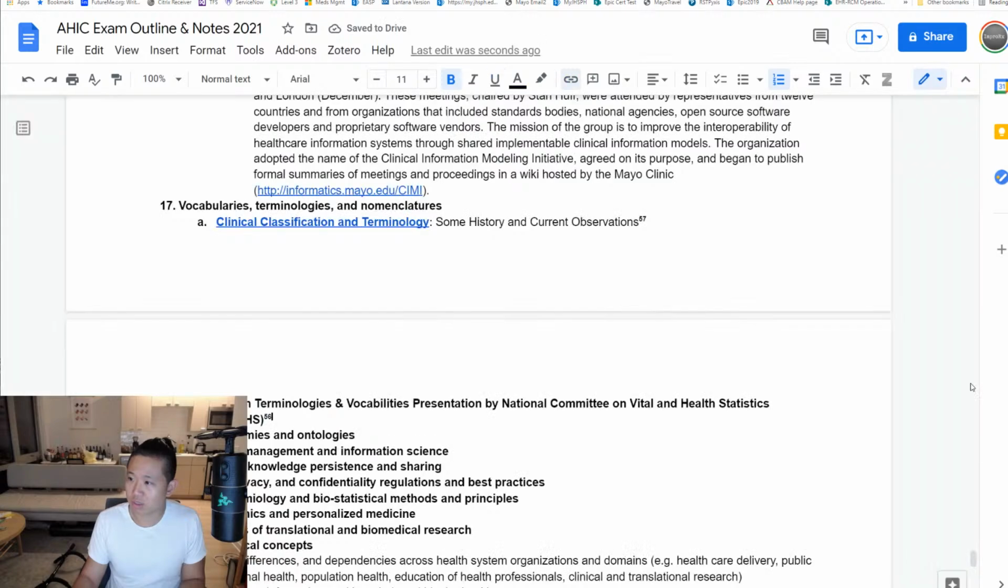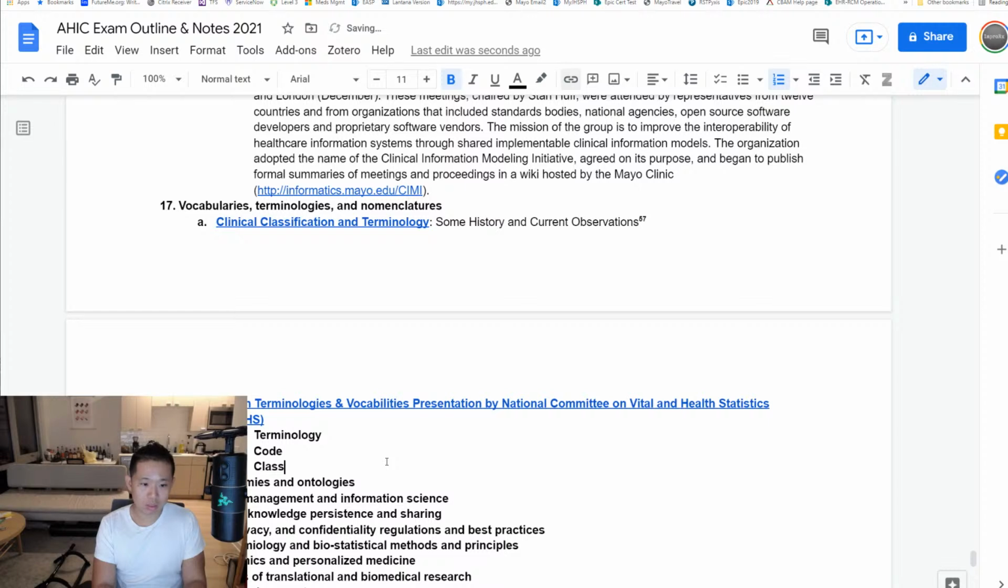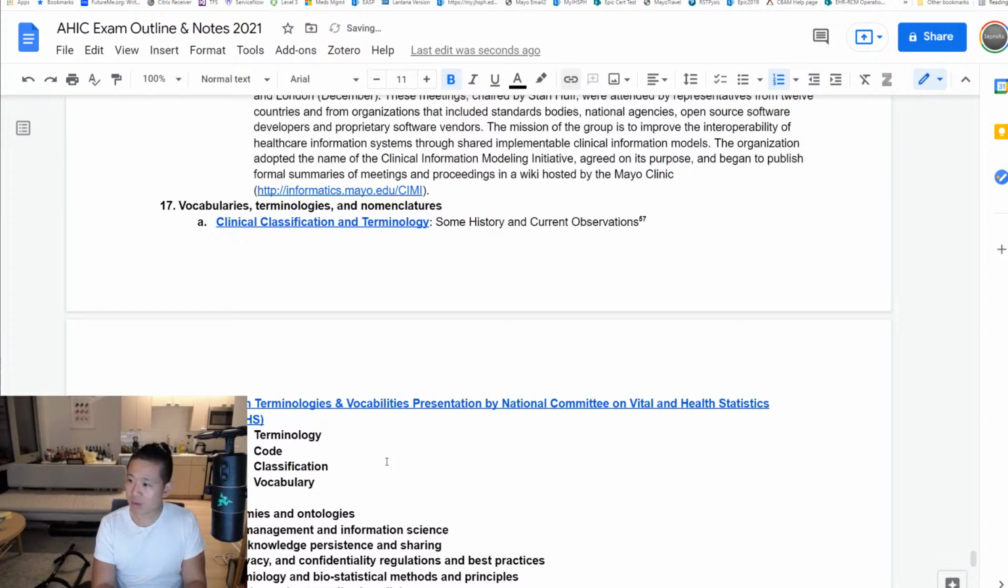Let's go back to the definitions. Okay, here we go. Let's go terminology, code, classification, vocabulary, nomenclature. Okay, so where is this from? Uniform data standards for the patient medical record information as required by the administrative simplification of HIPAA. Okay, this looks fine.